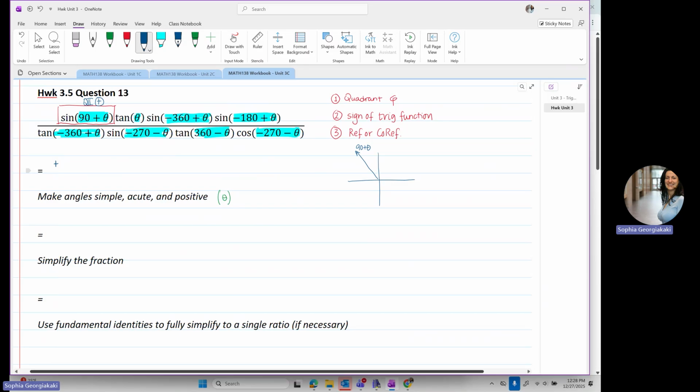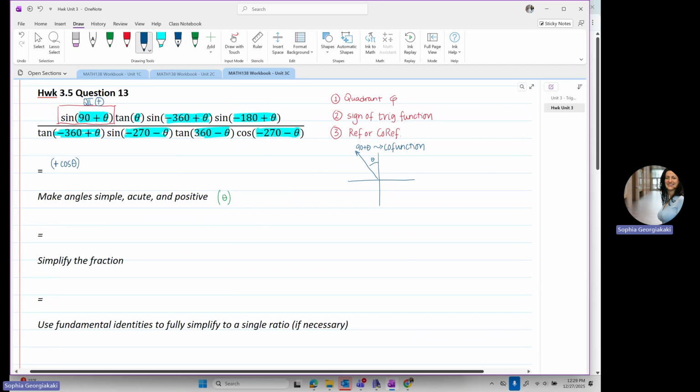And 90 plus theta implies that theta is the coreference angle. So after the 90 degrees, I measure theta. Coreference angle means that I will use cofunctions, and the cofunction of sine is the cosine. So the sine of 90 plus theta will be the positive cosine of theta.